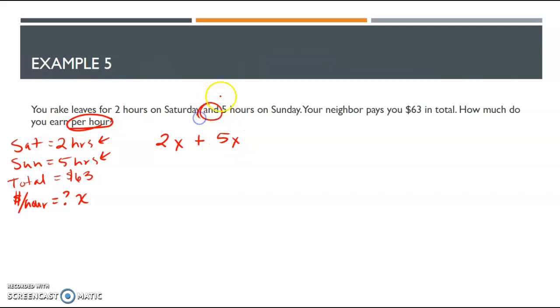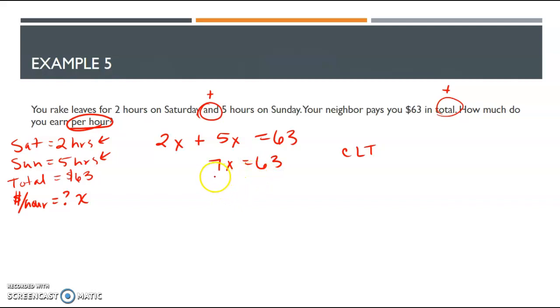That 'and' a lot of times means addition. Most of the time. And the fact that we have total definitely means that we're doing an addition problem. So 2x plus 5x will equal 63. So that's how I figure out my equation. From there, we're going to do a combine like terms, and 2x plus 5x will equal 7x. So 7x will equal 63.